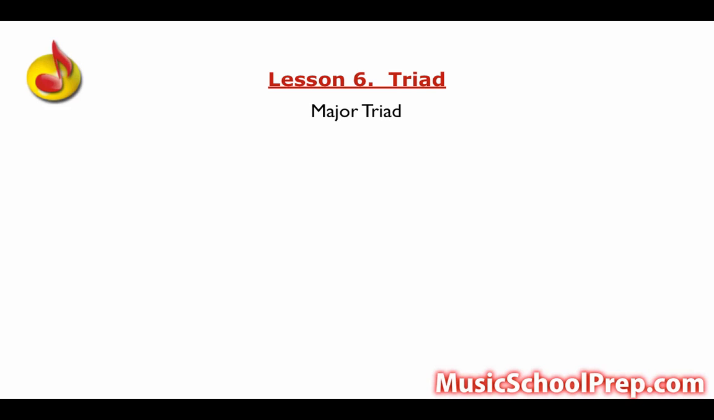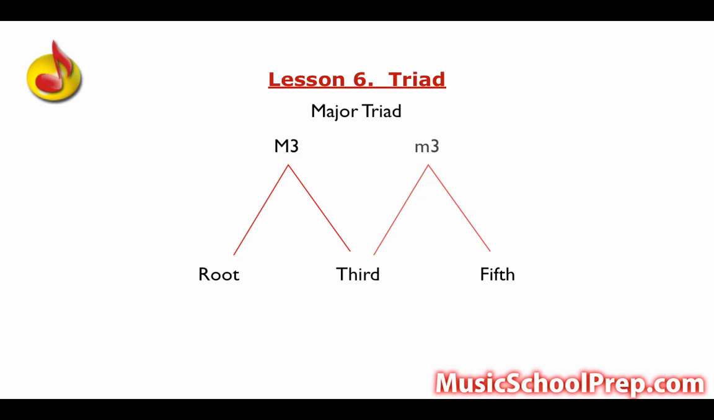First is the major triad. A major triad is built like this. From the root up to the third is a major third. Then from the third up to the fifth is a minor third. Also, the interval between the root and the fifth is a perfect fifth.